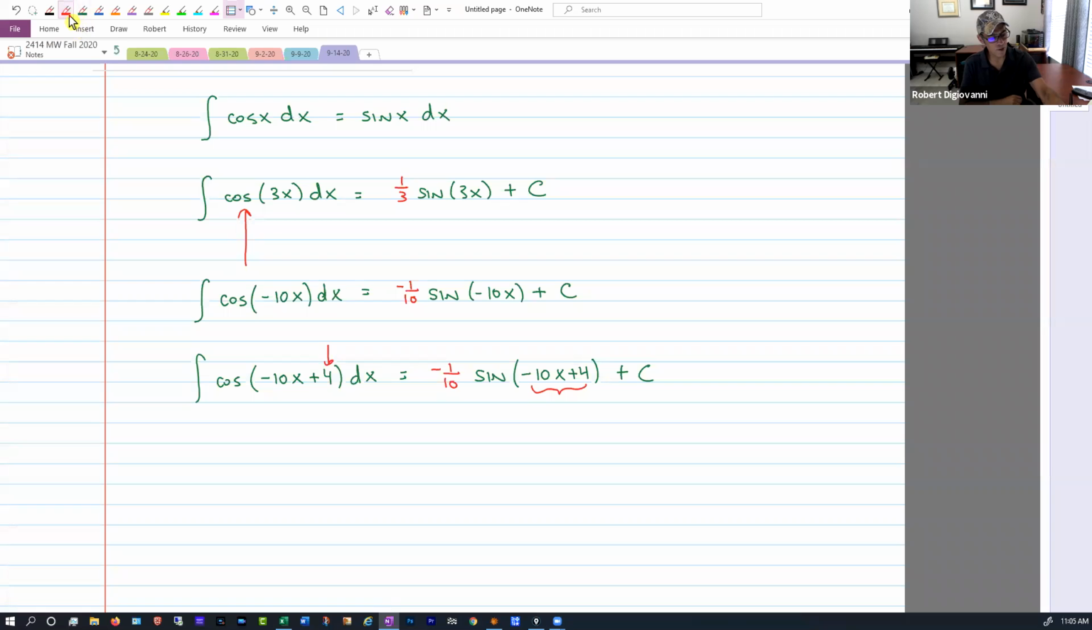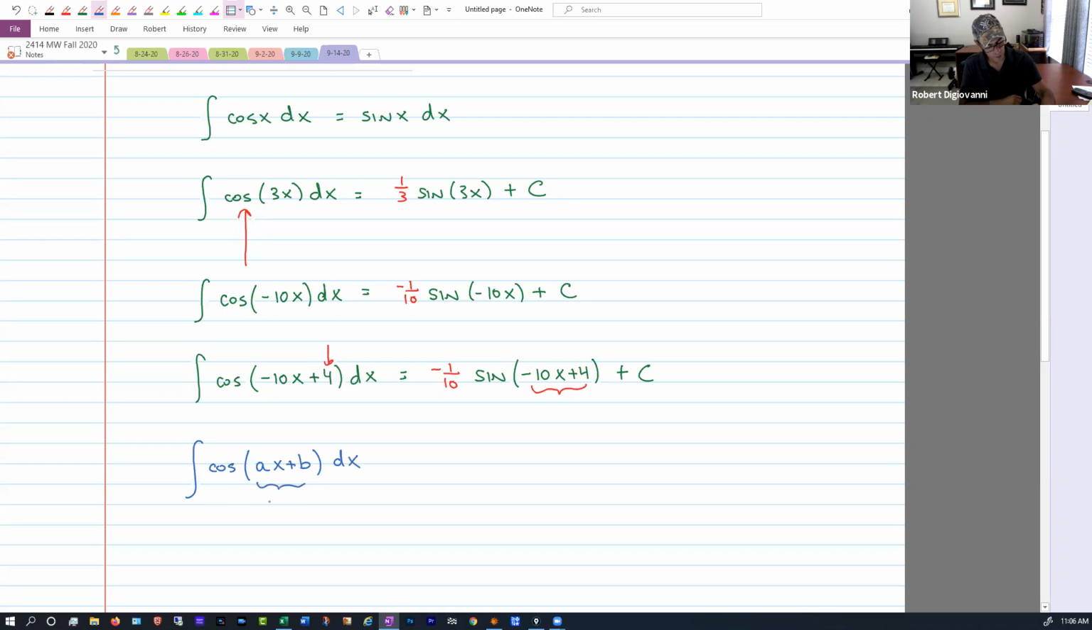So maybe we can generalize this. Let's say we had the antiderivative of cosine, and inside of it, let's say we have a linear expression, ax plus b, dx.